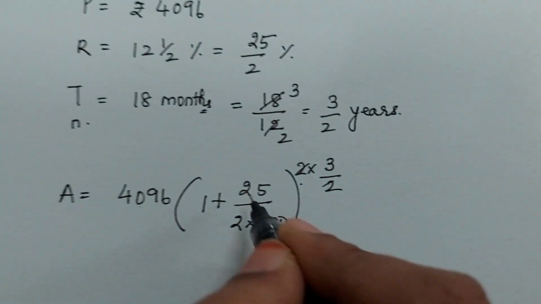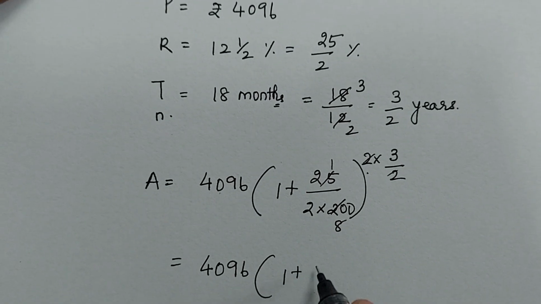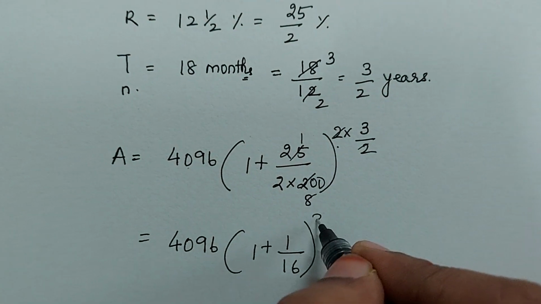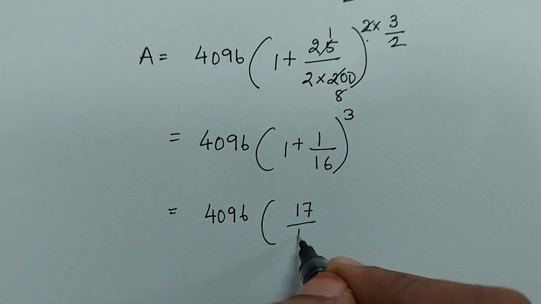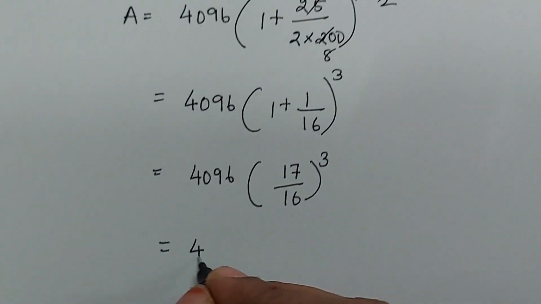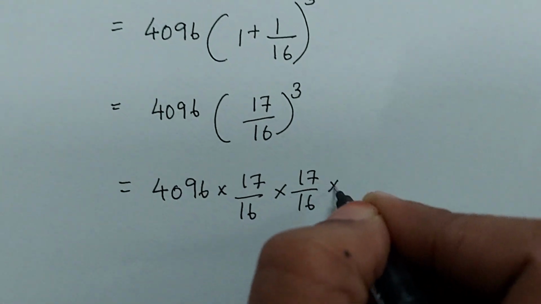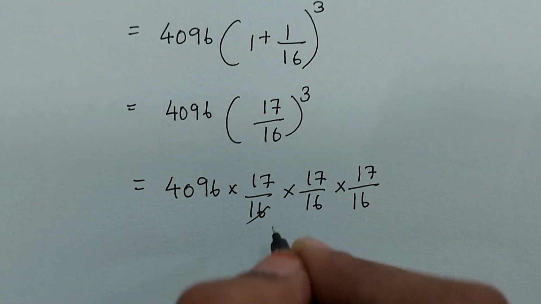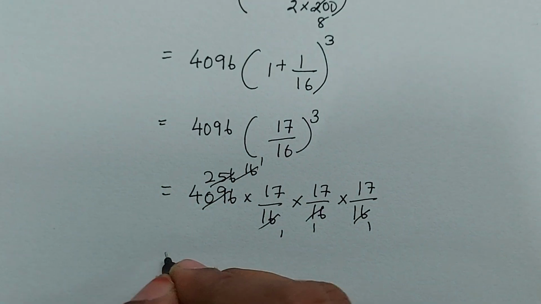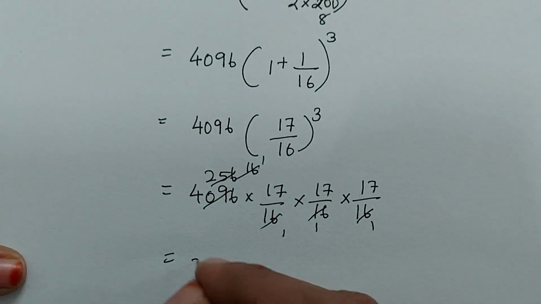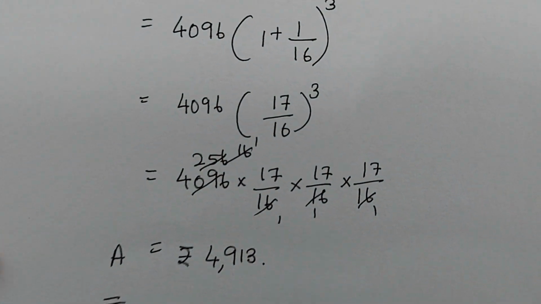Just simplify, you get A is equal to 4096 into (1 plus 1 by 16) whole power 3. If you simplify this, 4096 into (17 by 16) whole cube, that is 4096 into 17 by 16 into 17 by 16 into 17 by 16. 16 ones are 16, 256 times 16 is 4096. So 17 into 17 into 17, we get rupees 4913.